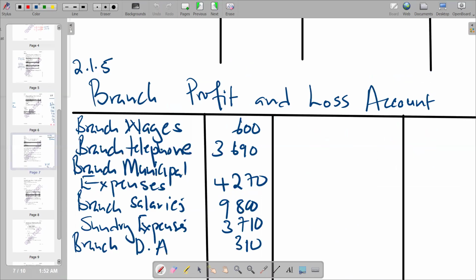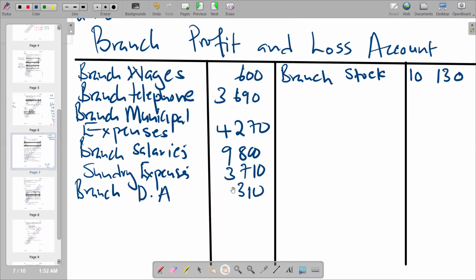So we go to the profit and loss account. We go to the credit side. We are now saying branch stock on the credit side, and we have an amount of 10,130. And then it means we have completed all the entries that should be in the branch profit and loss. So we can put our double lines again.